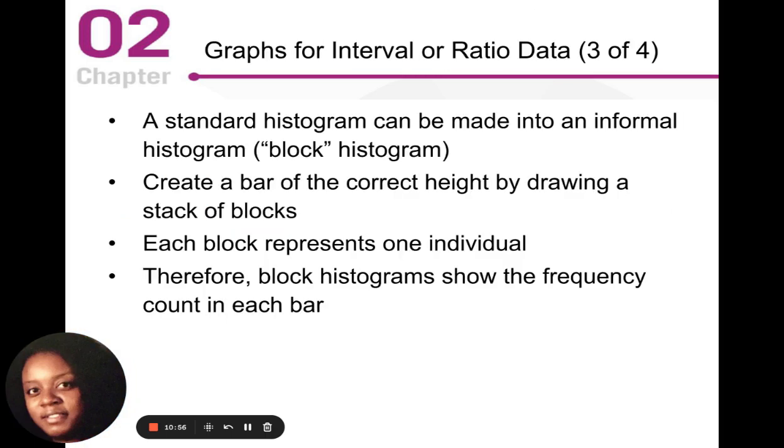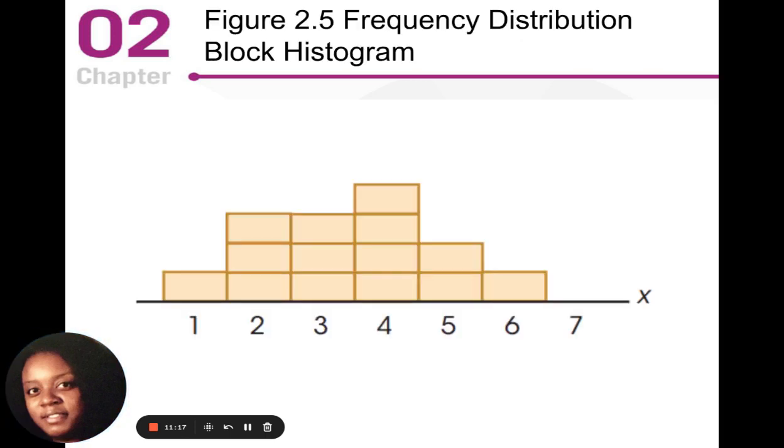When it comes to graphs for interval or ratio data, a standard histogram can be made into an informal histogram. You can create a bar of the correct height by drawing or stacking blocks. Each block represents one individual, and therefore those block histograms can show the frequency count in each bar. So here's an example of a frequency distribution block histogram.